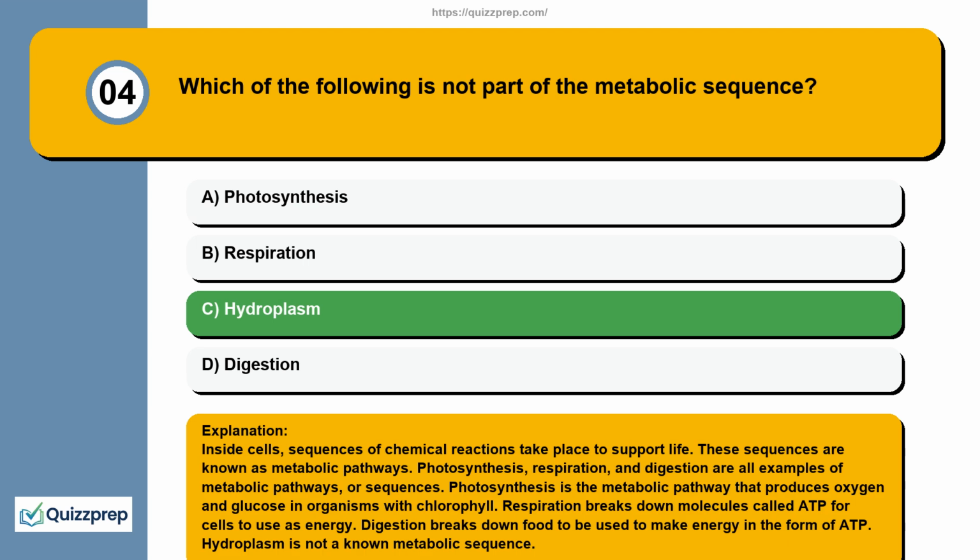Inside cells, sequences of chemical reactions take place to support life. These sequences are known as metabolic pathways. Photosynthesis, respiration, and digestion are all examples of metabolic pathways, or sequences. Photosynthesis is the metabolic pathway that produces oxygen and glucose in organisms with chlorophyll. Respiration breaks down molecules called ADP for cells to use as energy. Digestion breaks down food to be used to make energy in the form of ADP. Hydroplasm is not a known metabolic sequence.